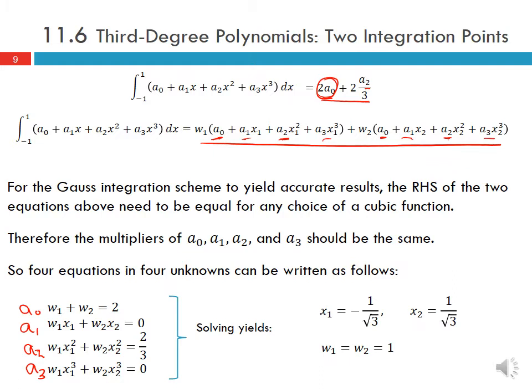And then solving these, we find that x1 is equal to minus 1 over the square root of 3, and x2 is equal to 1 over the square root of 3, and w1 and w2 are both equal to 1. So this means these are our two integration points, and these are the associated weights.